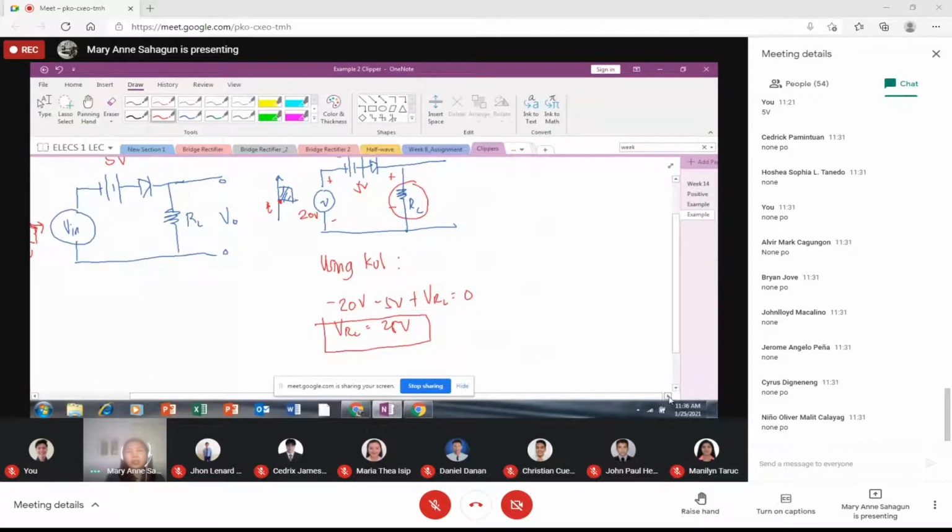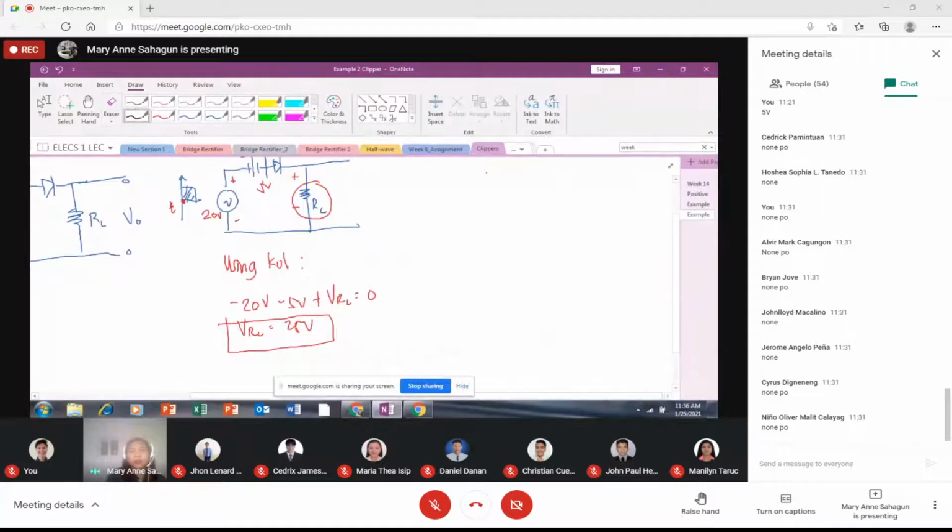Now, let's draw now the output waveform. That is what is important here. You can never draw the output waveform if you have not yet analyzed or if you have not solved the problem. So this is now your 20 volts.